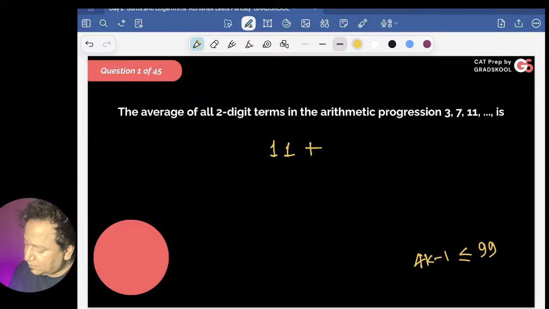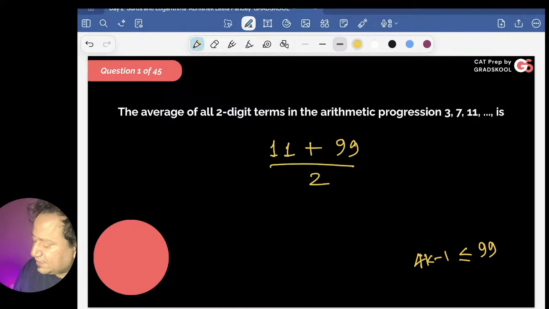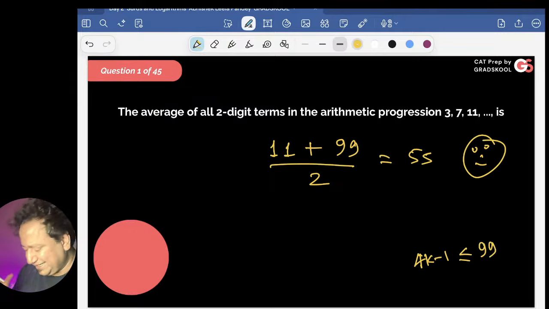Right. So what can be? Now we know that 4 into 25 is 100, minus 1 is 99. So 99 happens to be our last term over here. Just add them and divide by 2. 55 is the answer. I hope all of you got that. It's an easy question, but I used it here to make you understand how to generalize an AP in the simplest possible manner.